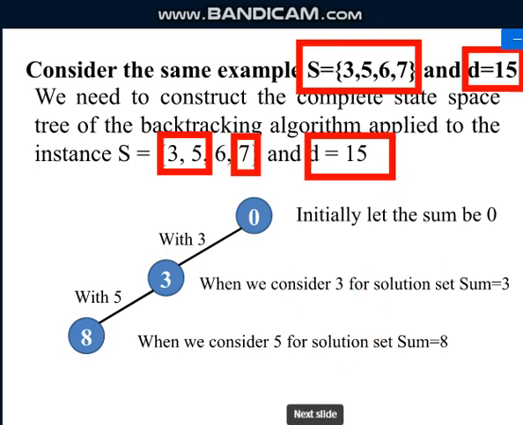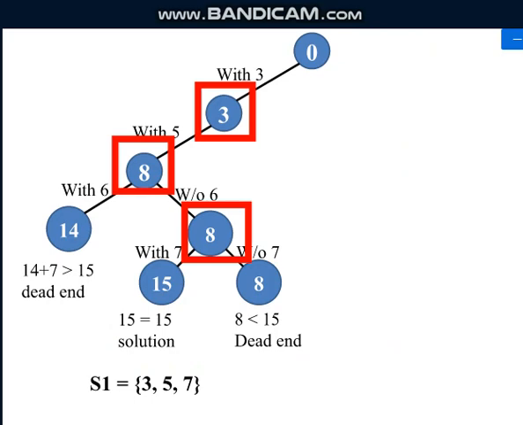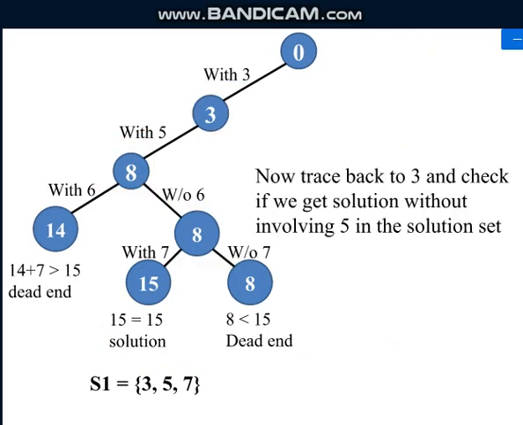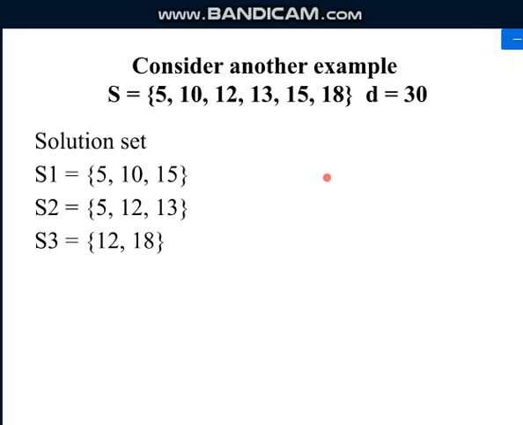So let us continue with the next example. One of the ways, the other way you can construct the tree is, let us look at one more example. Look at this example. The set has 5, 10, 12, 13, 15 and 18. So these are the different values. There are 6 values in the set, and what is the value for d? The d value is 30. So let us manually check what the different solutions are.